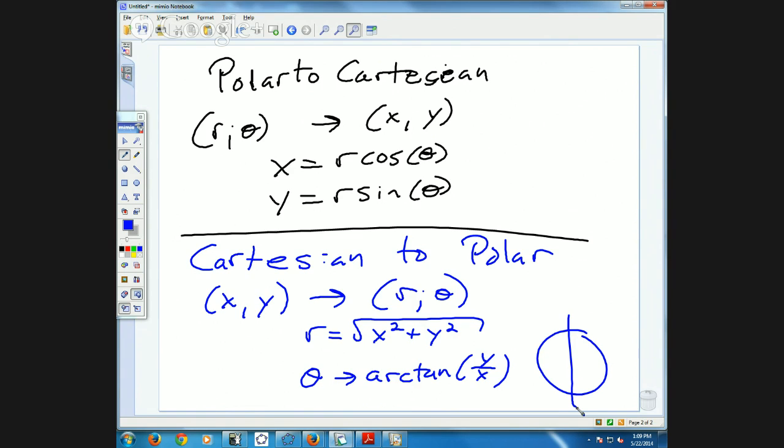Arctangent in the circle only works, and it's not just first and fourth, but it only works between negative pi over 2 and pi over 2. So if your point happens to live in a different quadrant, like 2 or 3, you have to translate the angle that you were given. Okay, so I'll give you an example of that, just to be clear.